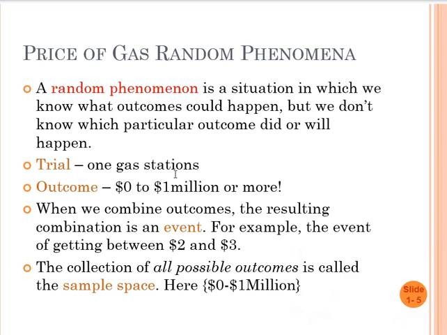Now you're hoping that it's between $2 and $3. That would be an event because there's a bunch of different outcomes. They could charge $2.01, they could charge $2.02, they could charge $2.50, they could charge $2.99. Any of those possible outcomes would fall in the event of being between $2 and $3. The sample space then would be all possible outcomes, so they could charge anything between $0 and up to $1 million or even more, so this could potentially go up to infinity.